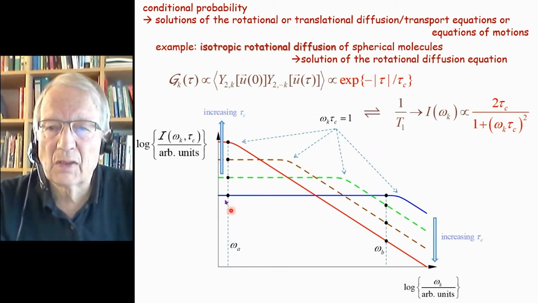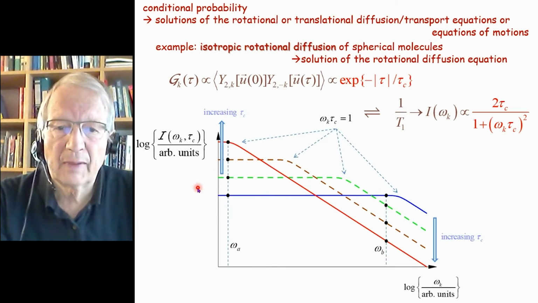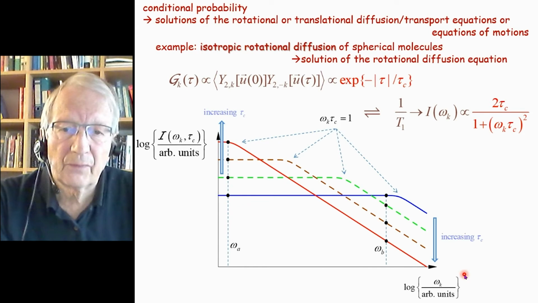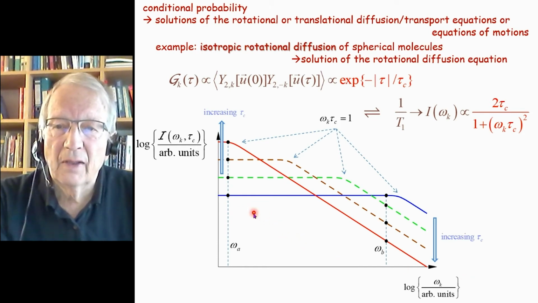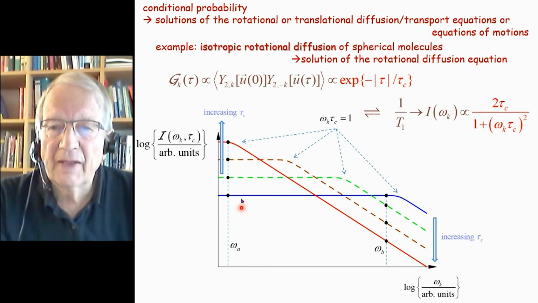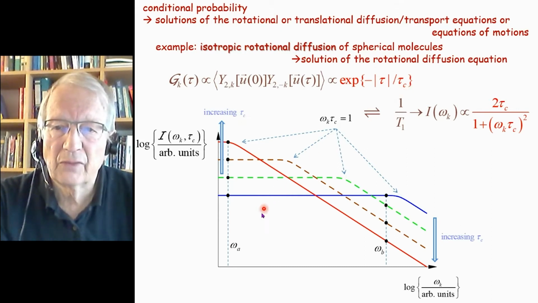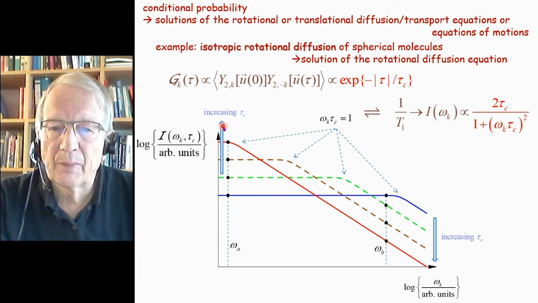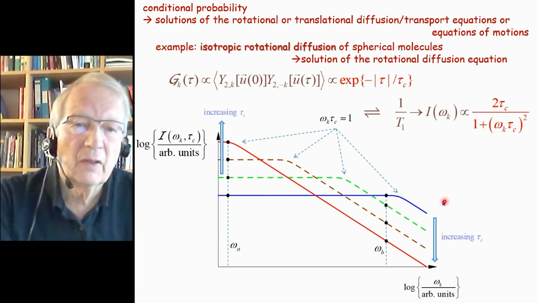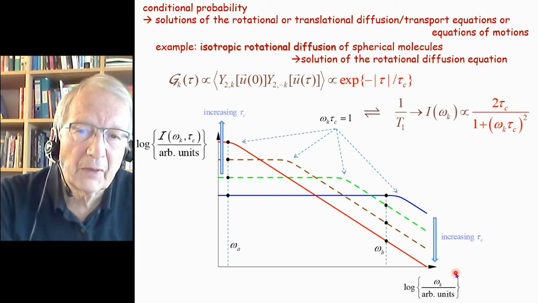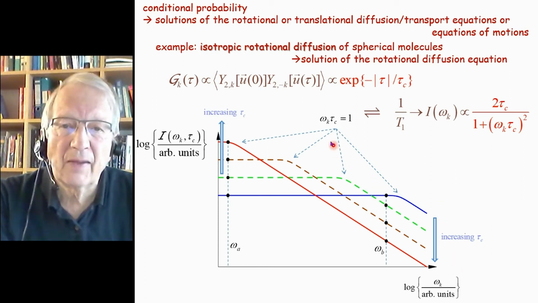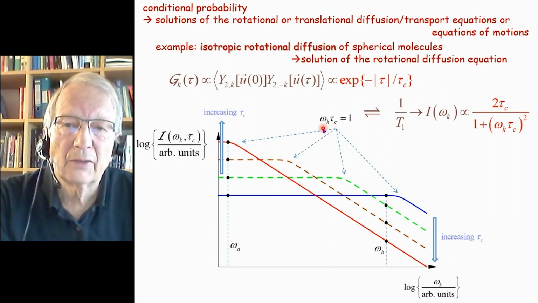Now here we have plotted this Lorentzian spectral density as a function of the frequency, and you see if we increase the correlation time of this rotational fluctuation, the spectral density will go up at low frequency, but will go down at high frequencies. So this depends on the correlation time relative to the Larmor frequency.